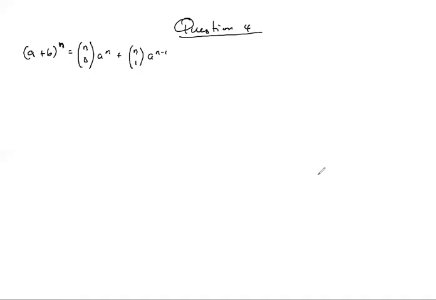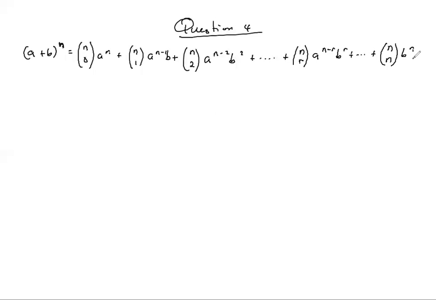So evaluated by the binomial theorem, (a + b)^n is equal to nC0 a^n plus nC1 a^(n-1) b plus nC2 a^(n-2) b^2. So you keep going until you get nCn. Actually, before you get to nCn, you get to nCr a^(n-r) b^r. You go until you're at nCn b^n.